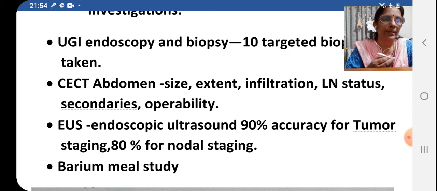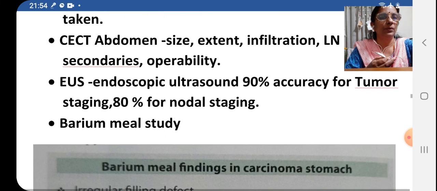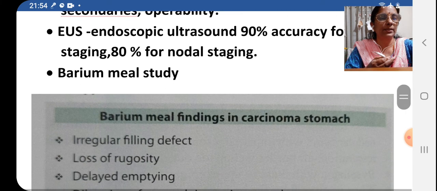Then barium meal study. It is not mandatory for all carcinoma stomach to do a barium meal study, but in case of linitis plastica, you have to confirm your diagnosis by doing a barium meal study, because while doing endoscopy you will not get any findings in the mucosa. So in barium meal study only you will get some finding to diagnose linitis plastica.